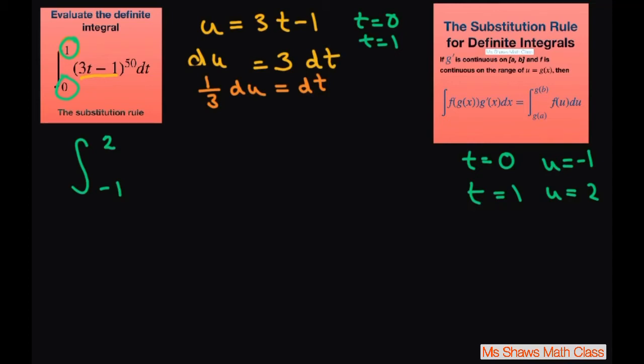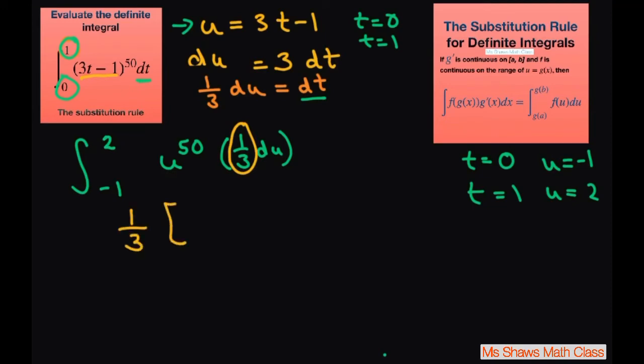And the reason we're doing this is we're not substituting this back in like we do with the indefinite integral. So now let's just substitute everything with u. We have 3t minus 1 is u, so that's u to the 50th power. And dt is going to be 1/3 du. Now I'm going to go ahead and move this in front. Pull that out, and you have u.